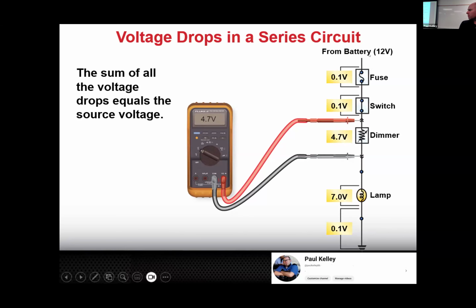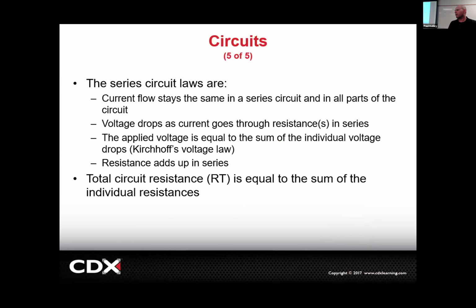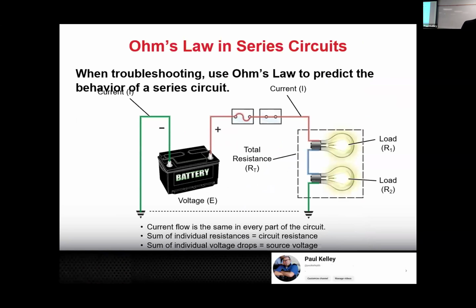If it starts at 12, it'll be at 0 at the end, and it may drop it all on the load. It may drop a little here, a little here, a little here, whatever, but it's never just mysteriously disappearing or doing its own thing. We don't have rogue electrons that are just different. It's not how it works. And so that's kind of what it's saying. The total circuit resistance is equal to the sum of the individuals. We just showed that, right? And then this is the thing with Ohm's law. If you think of it as how the system works and how it's predictable, you can most likely understand what you need to do to diagnose and repair it, right?